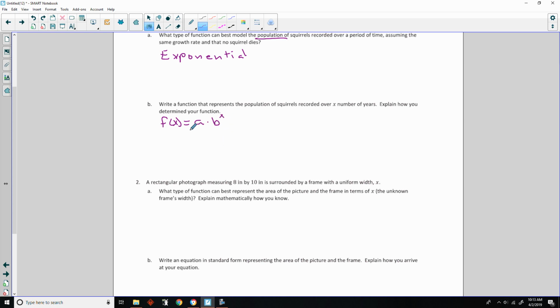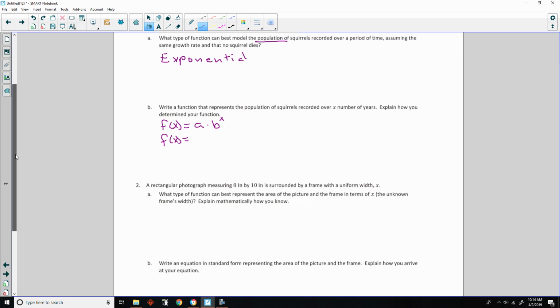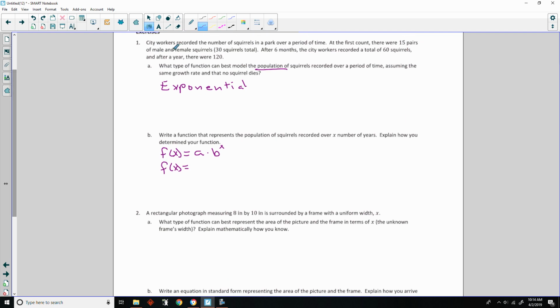So by figuring out that this is a doubling exponential problem, the number of squirrels doubled every 6 months, this function would then be f of x equals, well, what was our initial squirrel population for starters? That is our a. And we started out with 15 pairs or 30 squirrels, so that's going to be 30. And we are going to have our b as 2 because it's doubling. And it's going to be to the power of 2 times x. Okay, so this 2 represents pairs of squirrels, and this 2 represents doubling the number of periods of time.